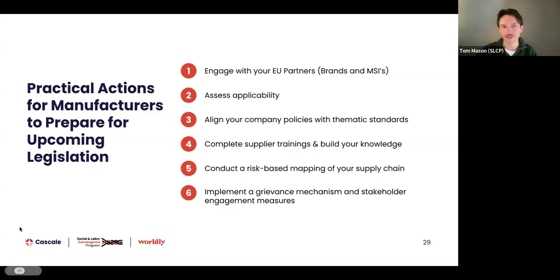And the last step I want to mention is, if you're not already, implement a grievance mechanism and stakeholder engagement measures. So ensuring that you have a scaled, effective grievance mechanism, and that you're also facilitating proper engagement with stakeholders, so workers, trade unions, and civil society, is critical to ensuring that there is robust due diligence processes within your facility and your supply chain.